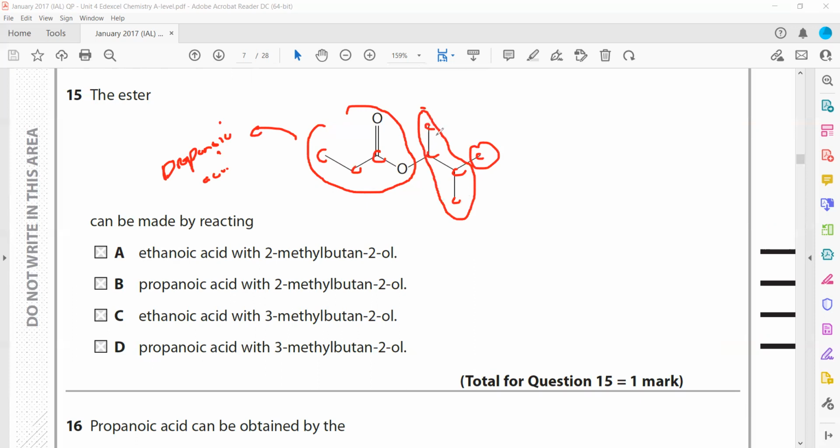One, two, three, four. At the second position OH is there, and at the third position there's a branch. So it is 3-methyl. With 4 carbon atoms, it is butane, and at the second position we have the alcohol. So 3-methylbutan-2-ol and propanoic acid. So propanoic acid and 3-methylbutan-2-ol. D will be the right answer.